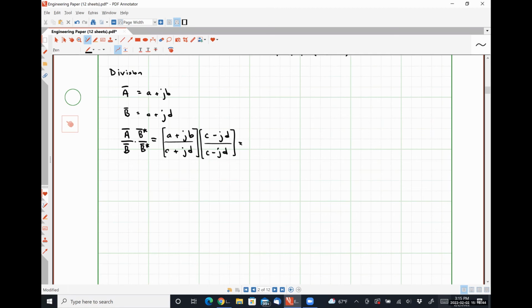Let's look at the denominator first. We're going to have c times c, so c squared. Then we're going to have c times negative jd, so that's negative jcd. Then we have positive jd times positive c, so that's plus jcd. And then finally, we have jd times negative jd, which is negative j squared d squared.